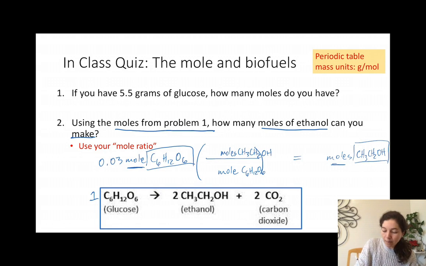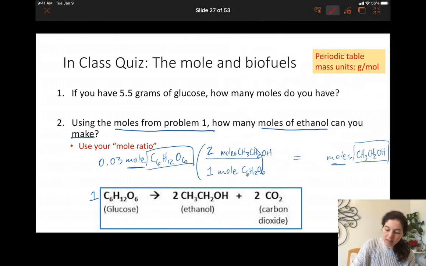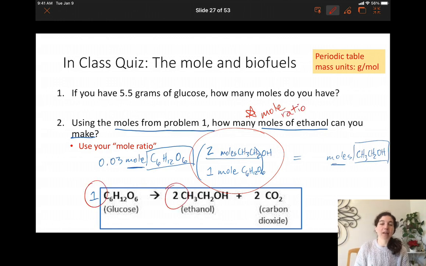Okay, now we put in our numbers. So for every 1 mole of glucose, we have 2 moles of ethanol. This right here is our mole ratio. So this portion right here is the mole ratio. You may want to write that down. That's what I'm referring to when I talk about that, is how many of these for how many of these, or whatever 2 chemicals you're comparing. So in order to solve for our moles of ethanol, we simply double this number, 0.06 moles. So that's how many moles of ethanol we can make.